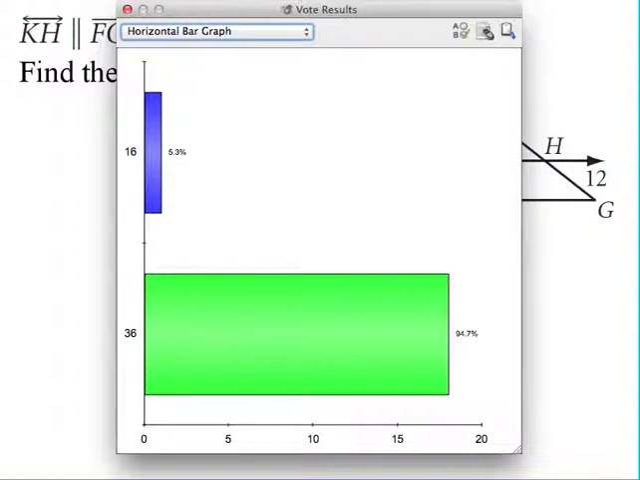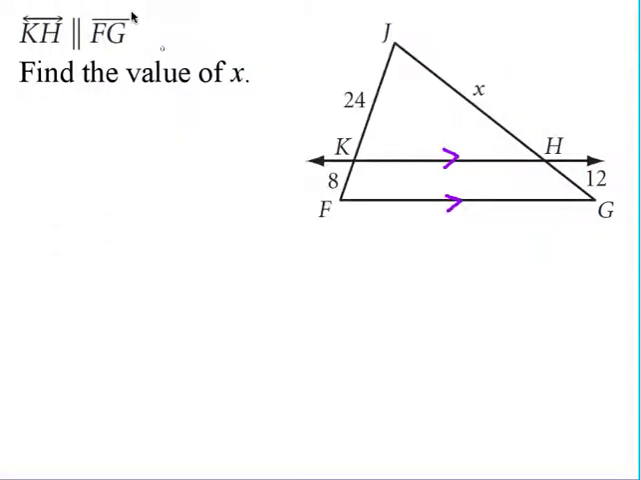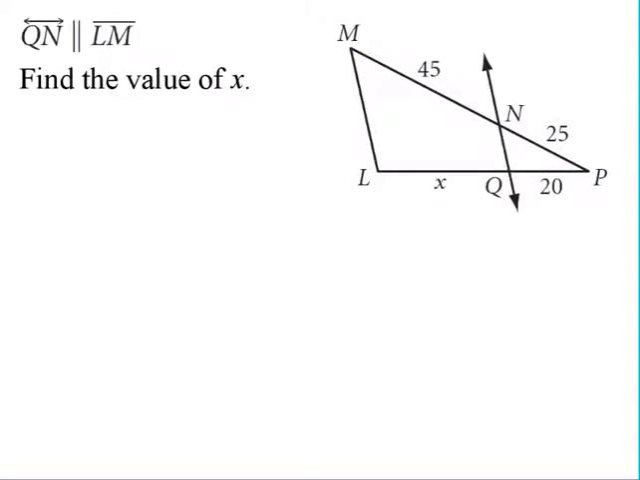Answer is 36. Nice job. Okay, once again, you could write a proportion 24 over 8 equals x over 12. That's one way. The other way is to say, 8 times 3 is 24, so 12 times 3 is what? All right, oops, I skipped one, sorry, we'll go back to this one.